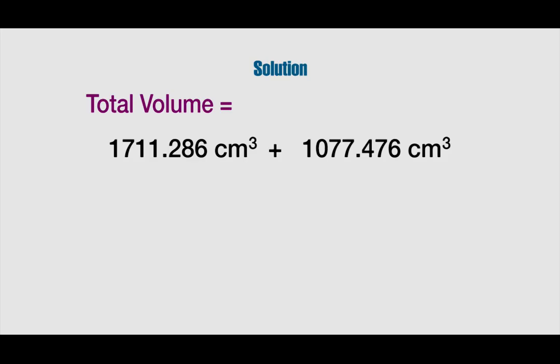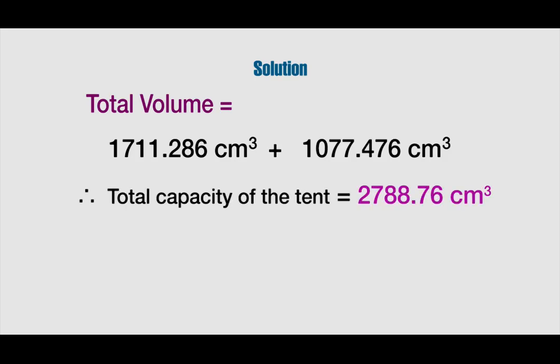Therefore, the total volume of the tent, which is the cylinder and the cone, is 1,711.286 centimeters cubed plus 1,077.476 centimeters cubed. If you put the two together, you have 2,788.76 centimeters cubed. That is the volume of the tent. I hope that was very, very easy.